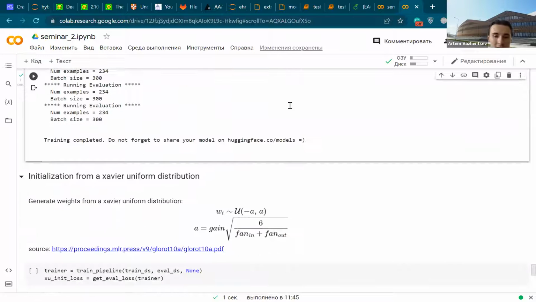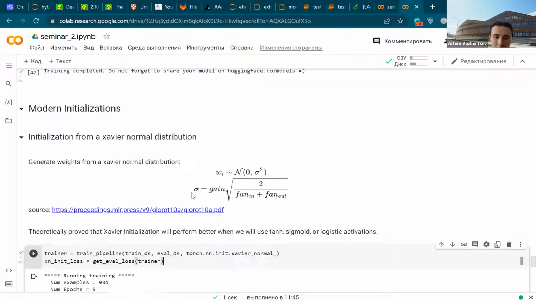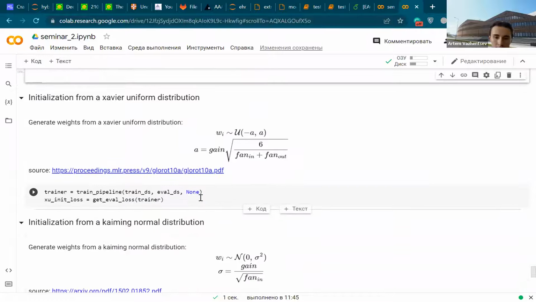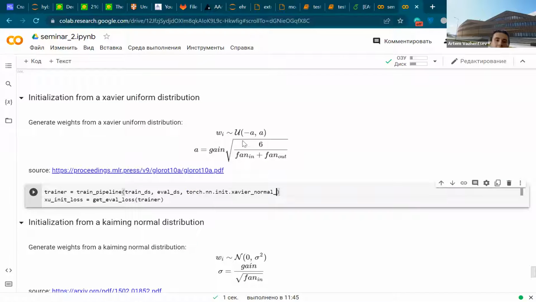And in the same way, we can apply not only the Xavier normal distribution, but also the Xavier uniform distribution with the same value. However, it's bounded by minus A and plus A.